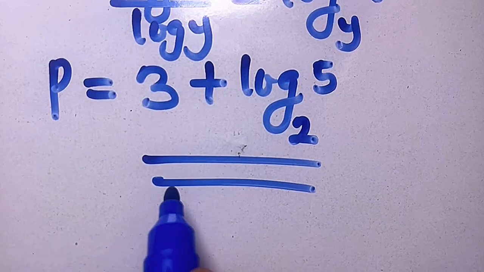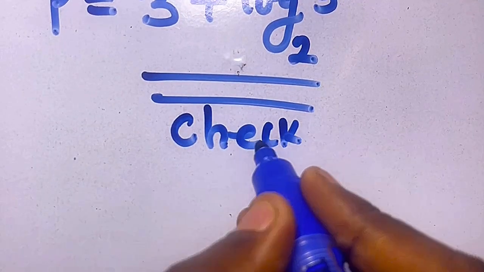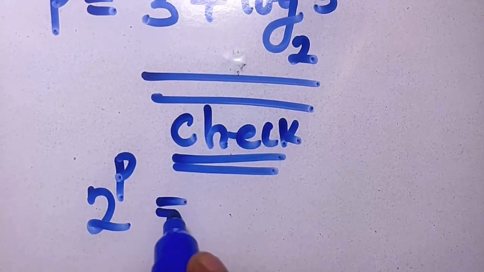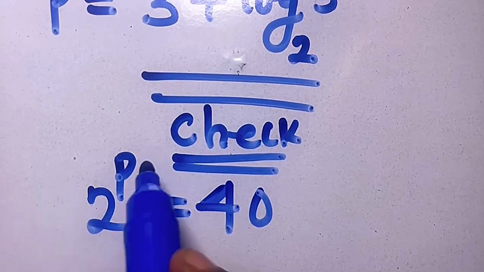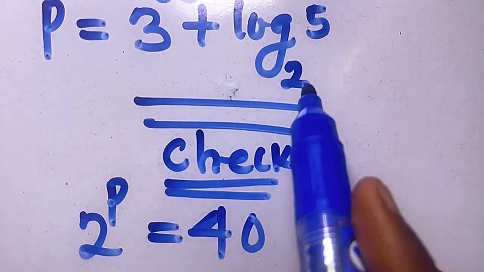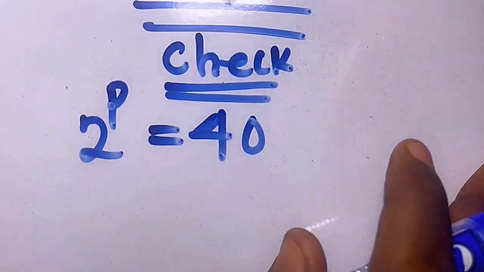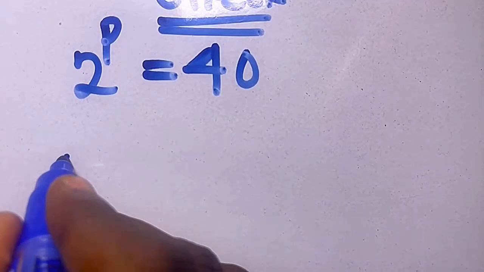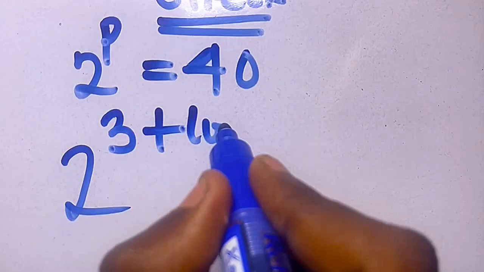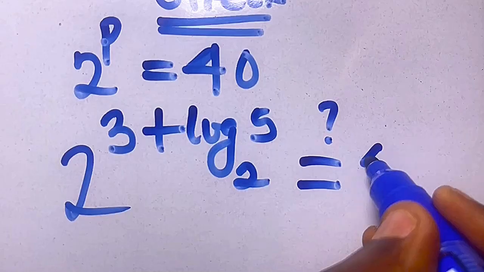And we can actually check this to verify. Let's check. Our given question is 2 raised to power p equals 40. But our p is giving us 3 plus log 5 in base 2. So let's substitute p into this equation. So we will have 2 raised to power 3 plus log 5 in base 2, does this equal 40?